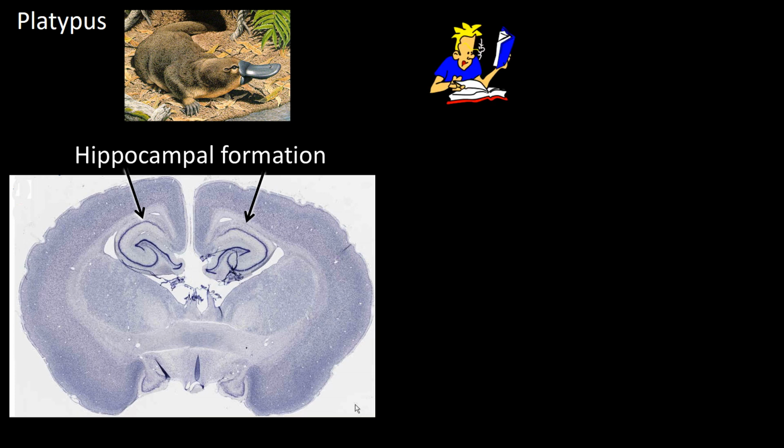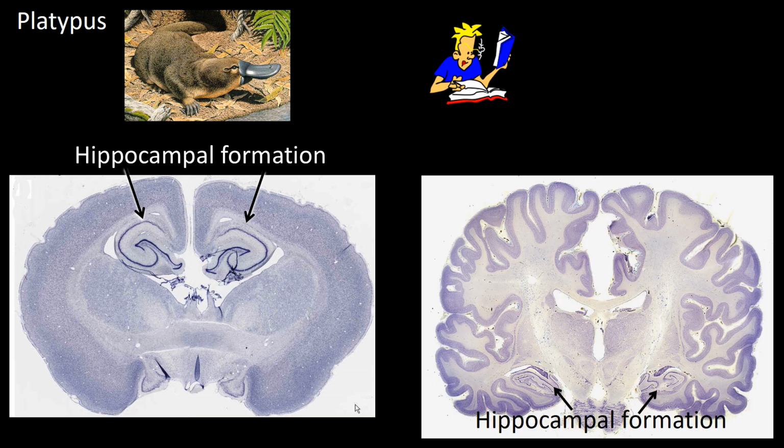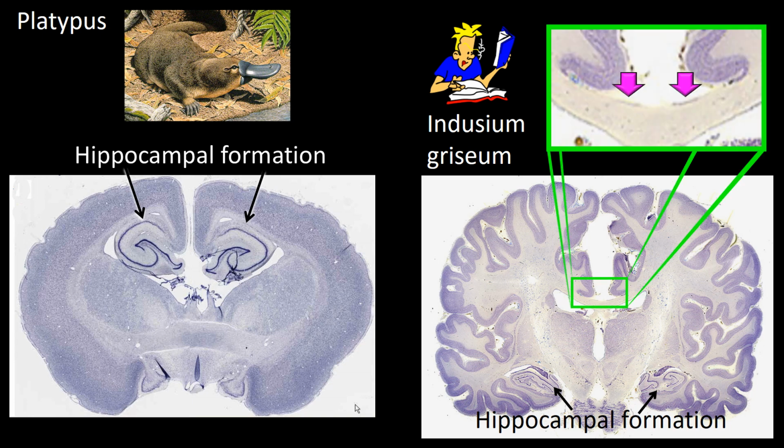The human brain cut at a comparable level has a definitely proportionally smaller hippocampal formation, and dorsally it has the indusium griseum. The indusium griseum, the remnant of the dorsally placed hippocampus in lower animals, is so small that the area where it is has to be enlarged in order to be able to see it, as you can see in this frame. Here I have pointed to the right and the left indusium griseum using the magenta arrows.